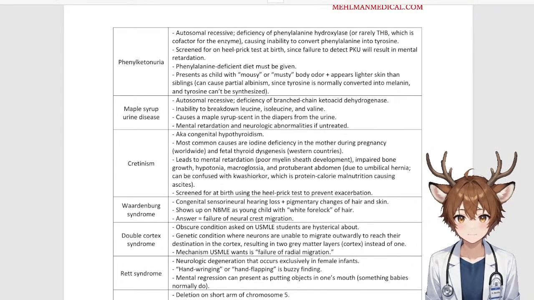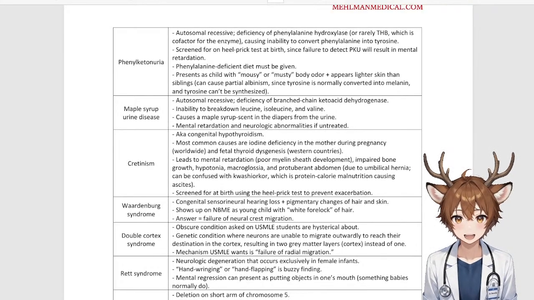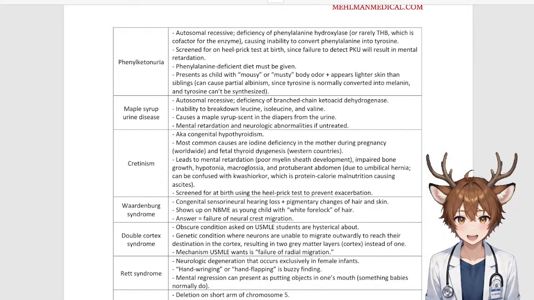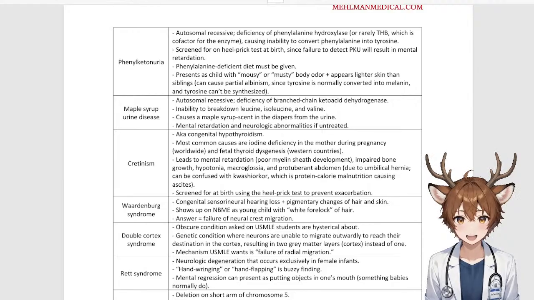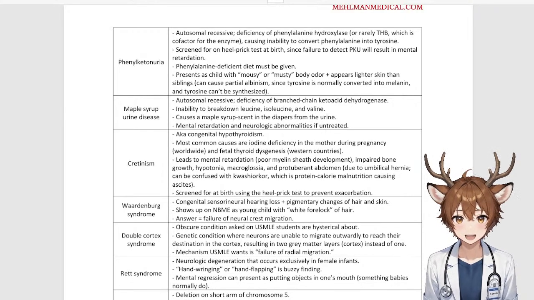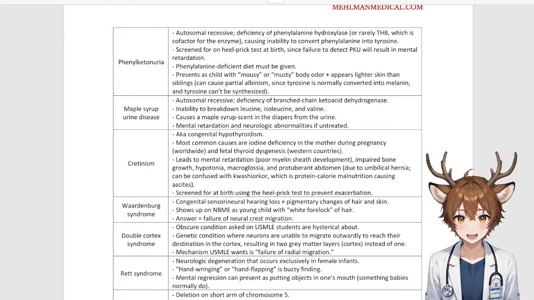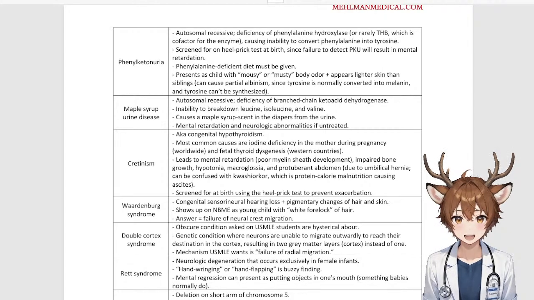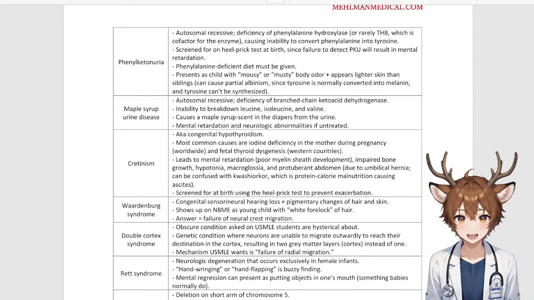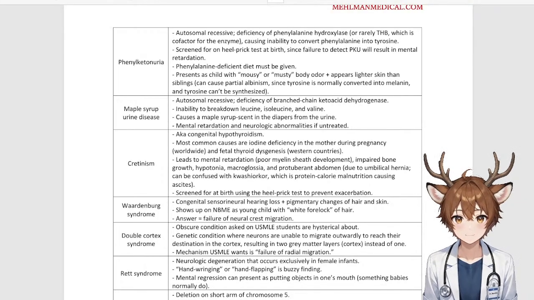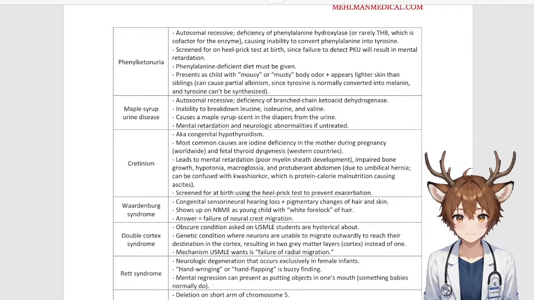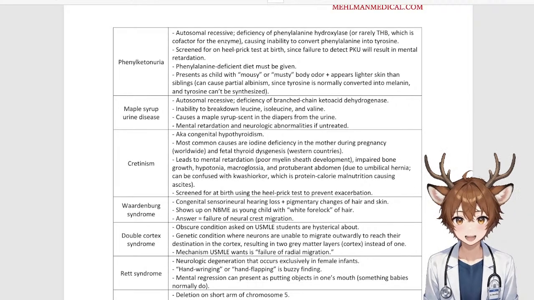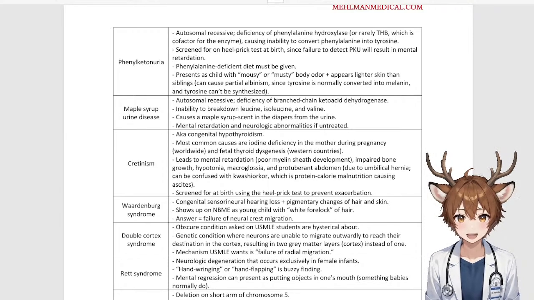Cretinism, aka congenital hypothyroidism. Most common causes are iodine deficiency in the mother during pregnancy worldwide and fetal thyroid dysgenesis in Western countries. Leads to mental retardation, poor myelin sheath development, impaired bone growth, hypotonia, macroglossia, and protuberant abdomen due to umbilical hernia. Can be confused with kwashiorkor disease, which is protein calorie malnutrition causing ascites. Screened for at birth using a heel prick test to prevent exacerbation.